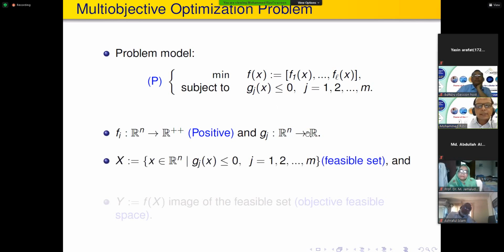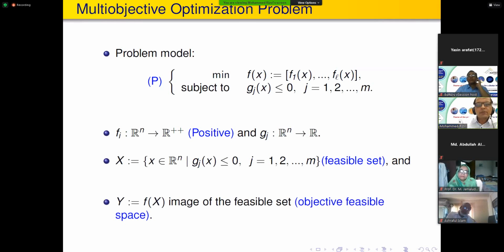And capital X, throughout my talk, I consider capital X as the feasible set. The definition of the feasible set: any points which satisfy all constraints, we call a feasible set. Now, another thing we need is the objective feasible space. That's actually where we transform this feasible set into the objective space. For example, if we have two objectives, we transform all our solutions into objective space. In that case, my X coordinate would be F1 and the Y coordinate would be F2. Now, this is the structure of the model.